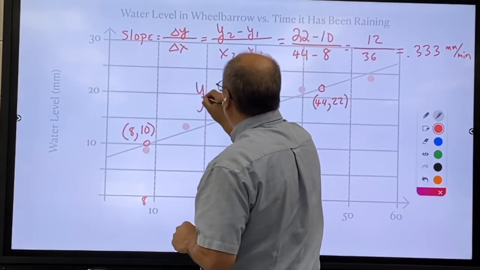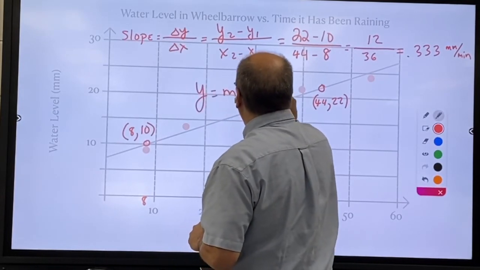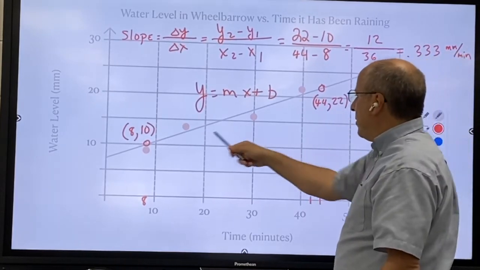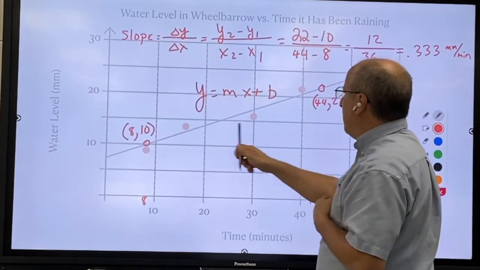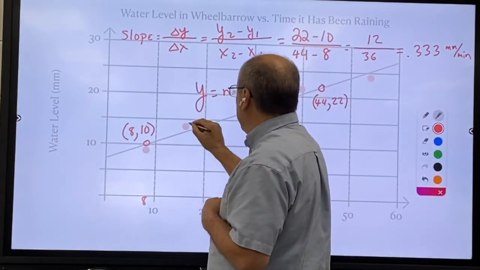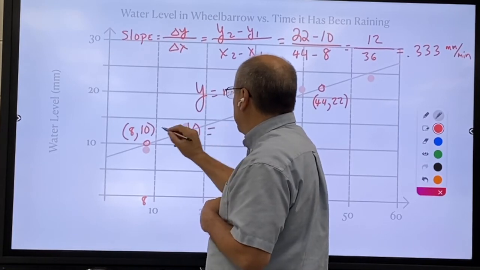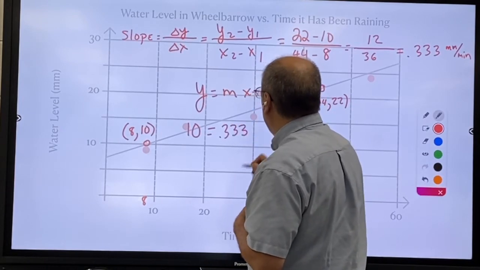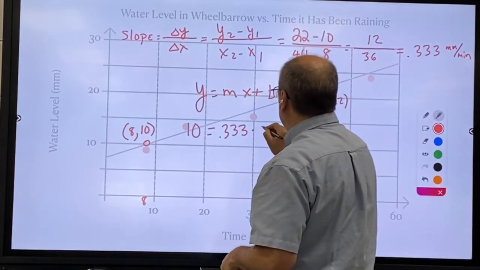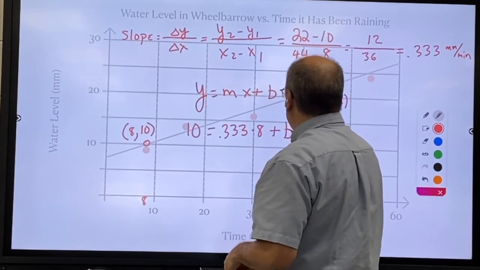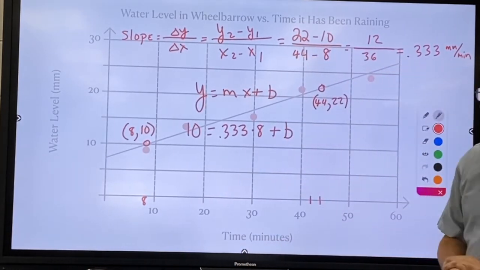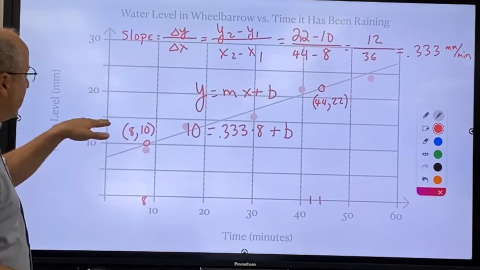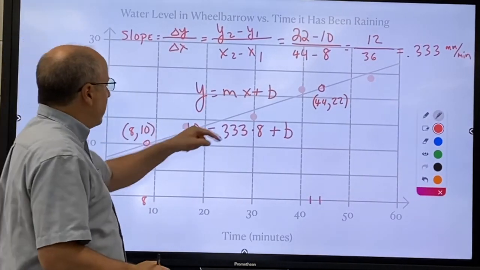So then you want to go back to your equation, y equals mx plus b. You then pick either point, point 2 or point 1, and fill your numbers in. I'm going to use point 1, it seems like it'll be a little easier. So I do 10, that's my y value. My slope, 0.333. My x value is 8, plus b. So this is how you find your y-intercept. Don't just eyeball it, that won't be accurate. Okay? Actually plug your numbers back in and solve for b.